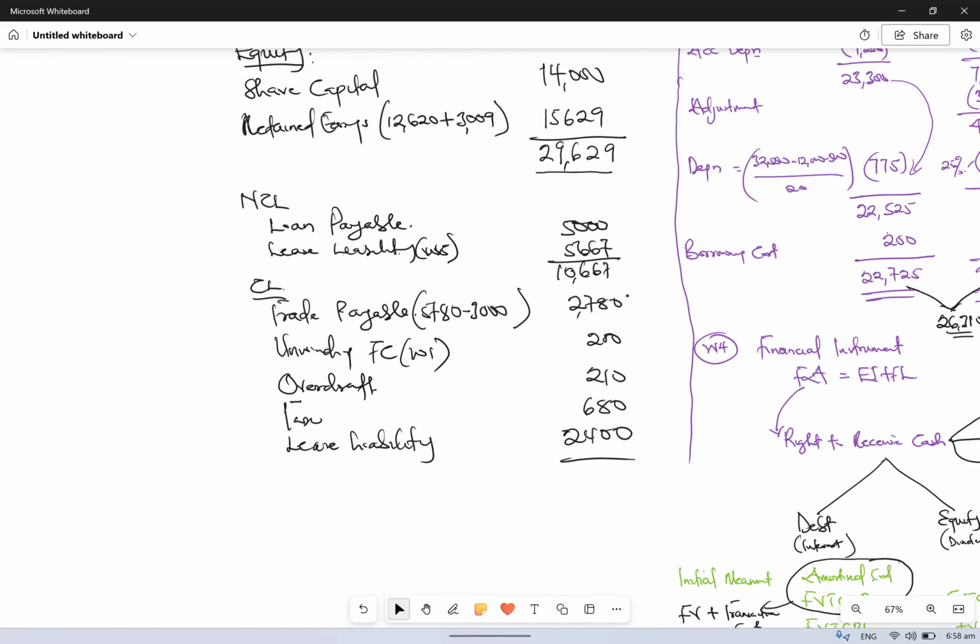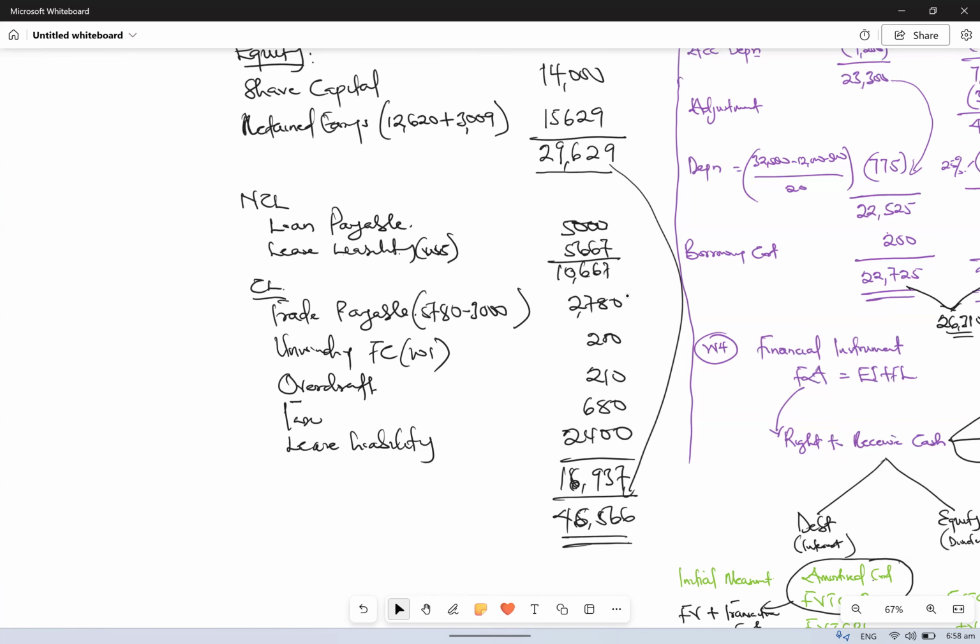So it was 14,537 plus 2,400. So here is 16,937 total liability. So equity plus liabilities. That is 46,566. All right. So you see the journey is not a small journey.